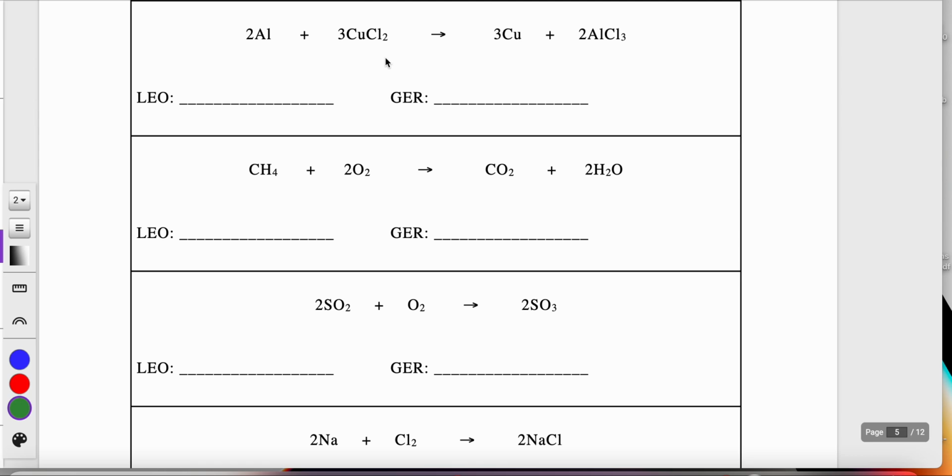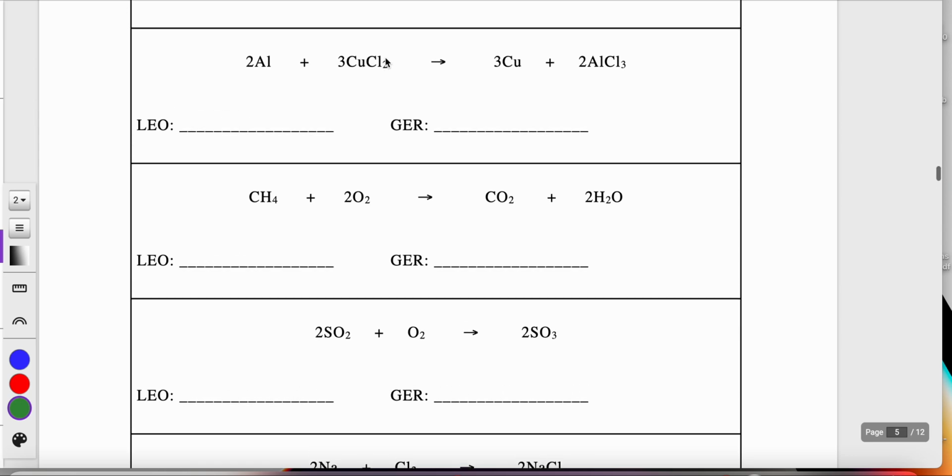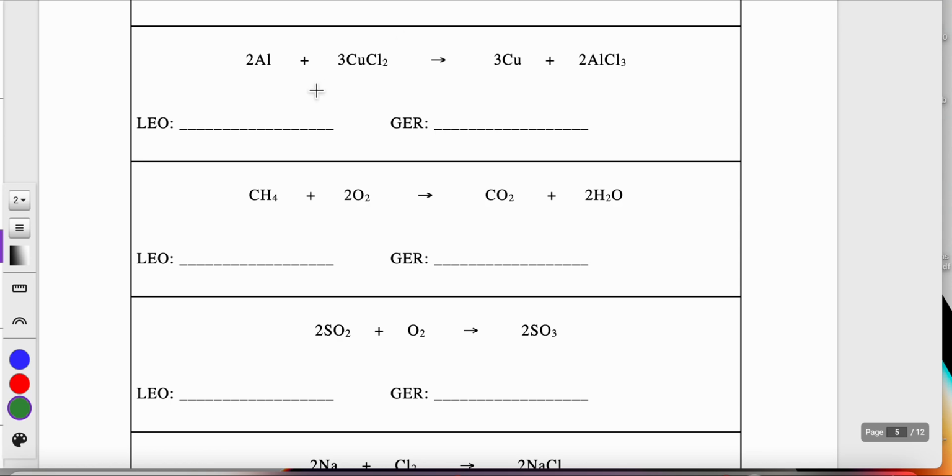Going to look at a couple more reactions and determine if they are redox reactions or not. And if they are redox, what actually goes through oxidation versus what goes through reduction. So I take a look at my first substance, Al. Al represents a formula of an element, so I assign it an oxidation state of 0.